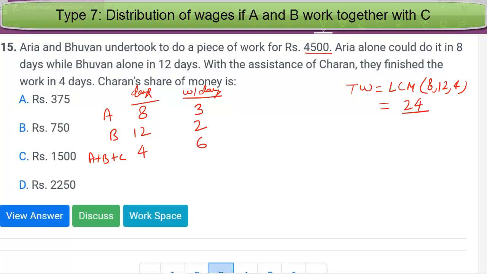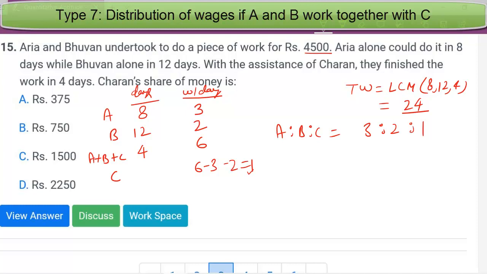Okay, so if you subtract A and B's work per day from this, you will get the work per day by C. That means it will be 6 minus 3 minus 2, that is 1. So C is doing 1 work per day, and you've got the efficiency of A, B and C. So now the ratio of their efficiency or work per day for A, B and C is 3:2:1. So in the same ratio the wages will be distributed.